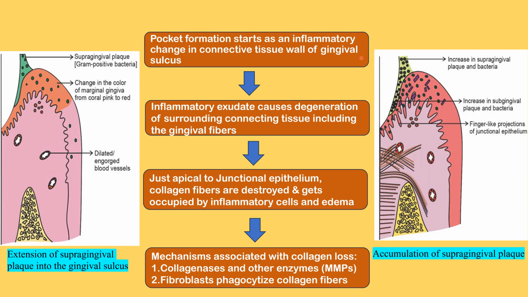So pocket formation starts as an inflammatory change in the connective tissue wall of the gingival sulcus. The inflammatory exudate causes degeneration of the surrounding connective tissue, including the gingival fibers. Just apical to the junctional epithelium, the collagen fibers are destroyed by mechanisms like collagenases, which include the MMPs, and fibroblasts also phagocytose the collagen fibers.